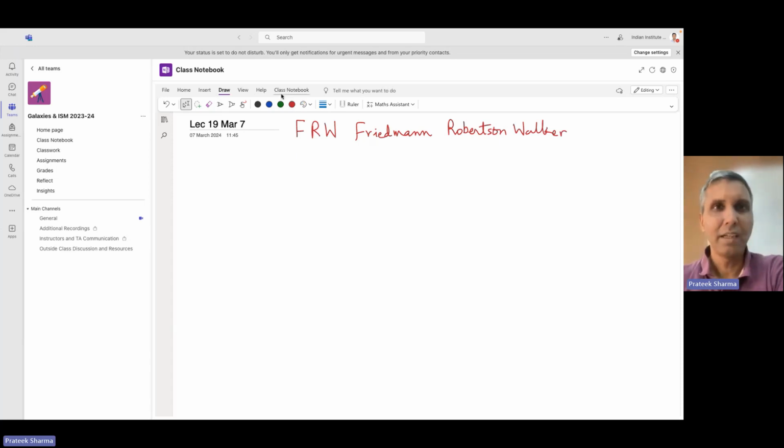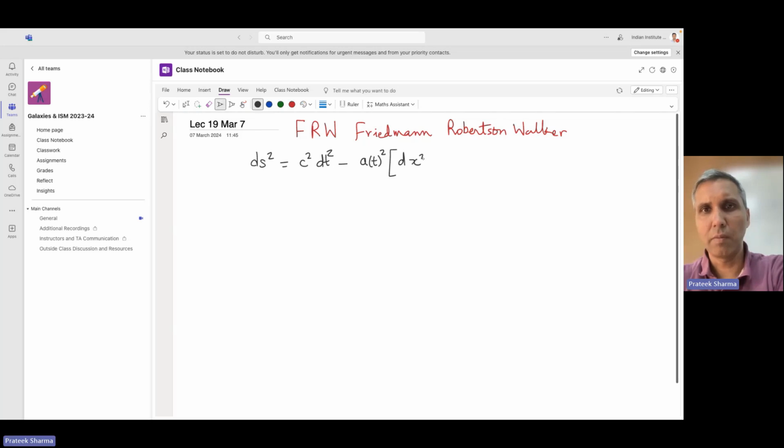In that, the interval ds squared is given by c squared dt squared minus a squared times dx squared plus dy squared plus dz squared. This is the metric of space-time for this FRW solution of Einstein's equation. So it's actually extremely simple. All you have is this time-dependent g mu nu. And these are called co-moving coordinates.